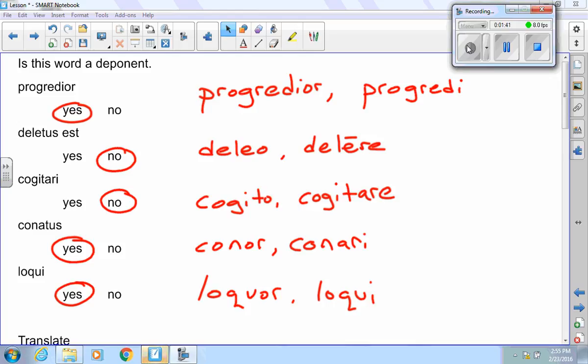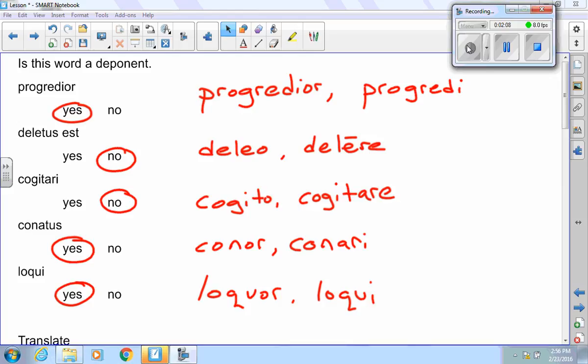Number 1, progredior is a deponent. Progredior, progredi are the two principal parts I would see in the back of the book. Because they are in passive form, I know it's a deponent. Number 2, no, not a deponent, comes from deleo, delere. When it has that normal form, it has an active form, deleo and delere, then it's going to be a regular verb. Cogitare, same thing, cogito, cogitare, those are normal verbs.